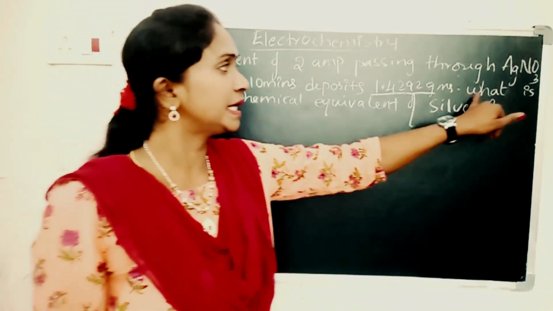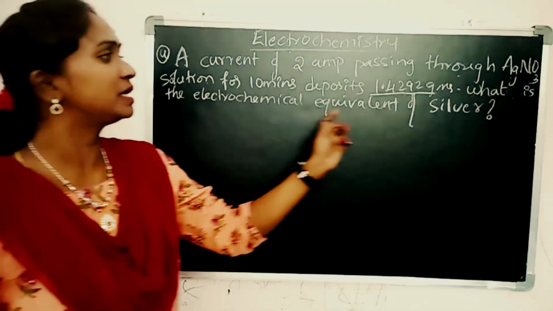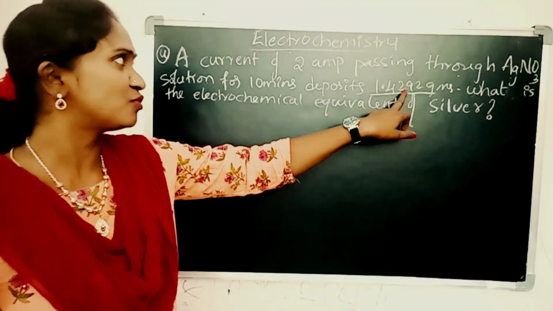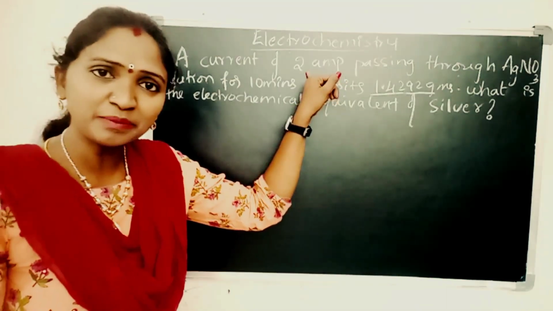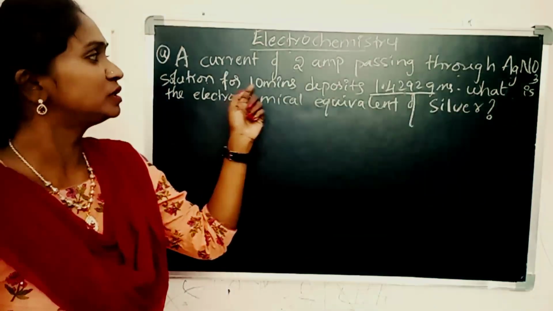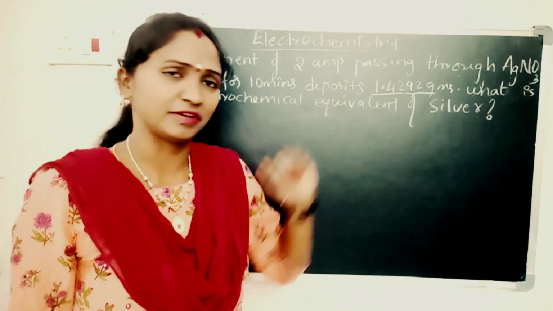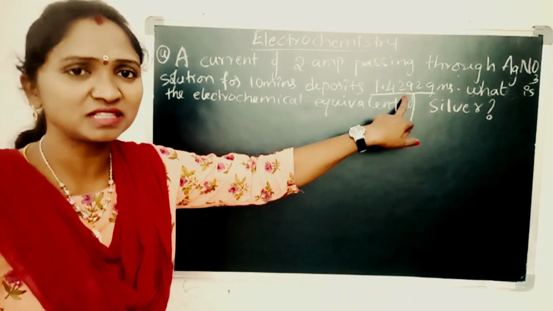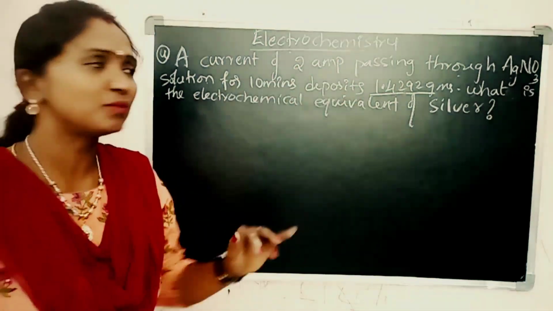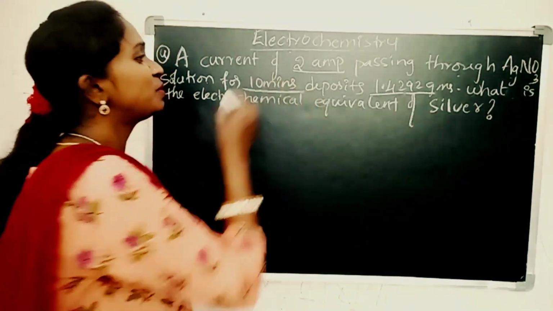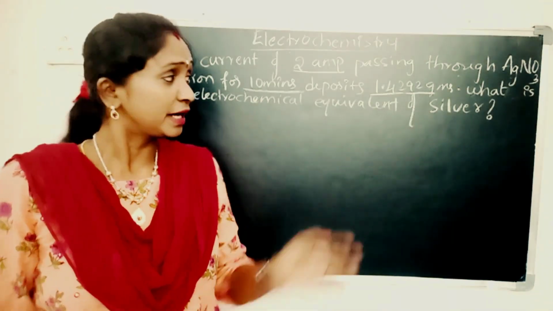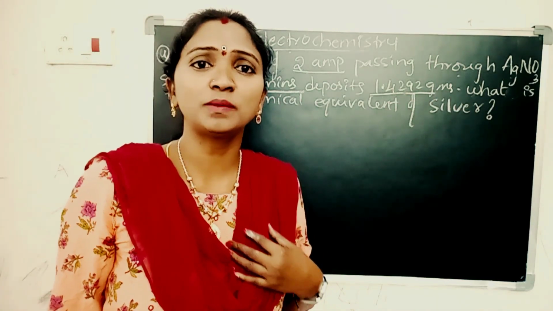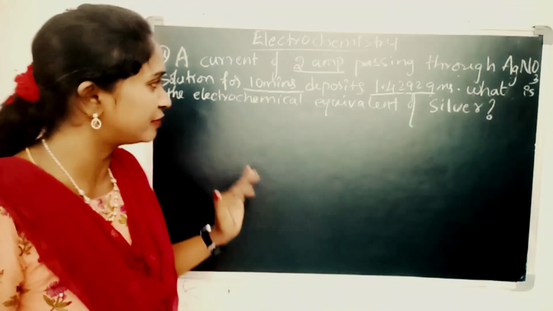Then calculate what is the electrochemical equivalent of silver. So they had given the weight of substance deposited and the current passed into electrolyte and also the time taken to deposit the silver. So what have they given: the weight of silver deposited, the current passed, and the time taken. What are we asked to find? The electrochemical equivalent.